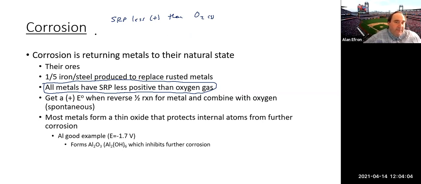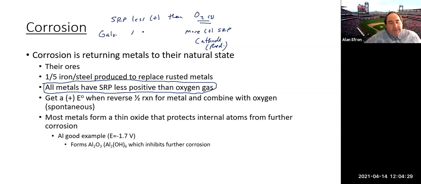What does that mean in terms of our galvanic cell, for example? Well, that would mean that oxygen would have a more positive SRP value, which means if we were trying to assign where oxygen would end up in terms of it being the anode or cathode, oxygen would end up being our cathode, where reduction would take place.